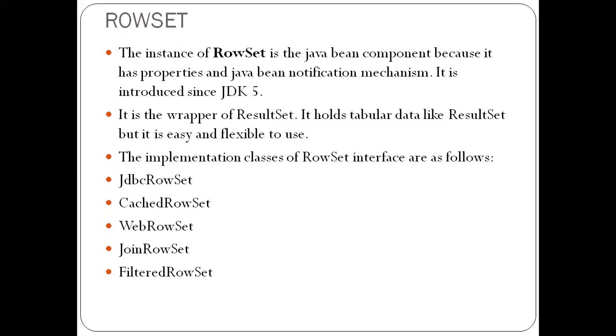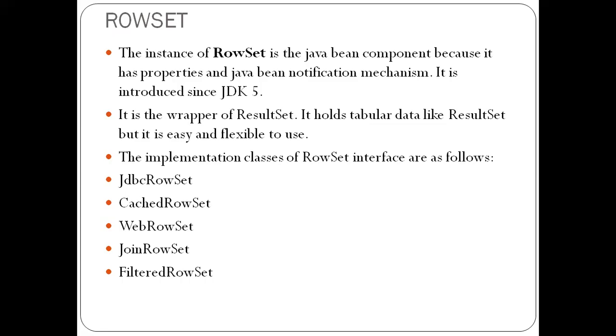And it is the wrapper of result set. It holds tabular data like result set, but it is easy and flexible to use. So what are the implementation classes present in the row set interface? We have JDBC row set, cached row set, web row set, join row set, and filtered row set. So before this, we need to understand some points here.